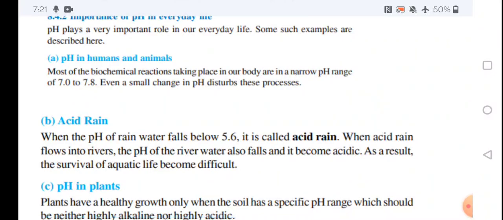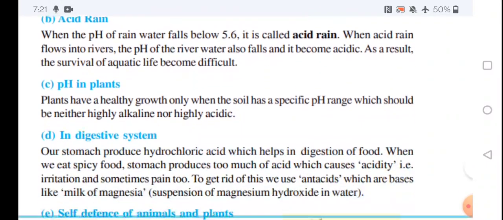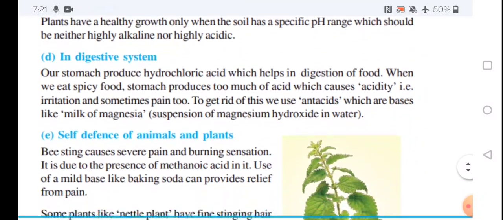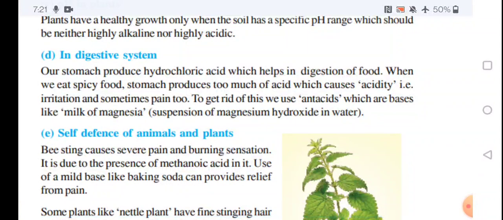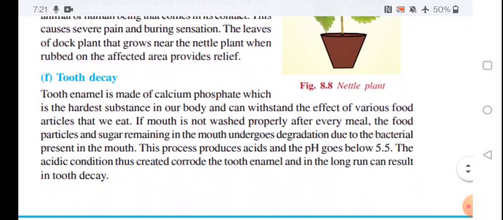It is important for humans and animals. It shows the acid rain. It is important for the plants. It is important for the digestive system. Next is self defense of animals and plants, and the last one is tooth decay.